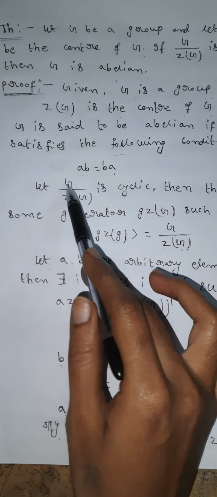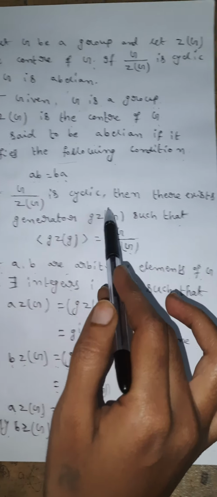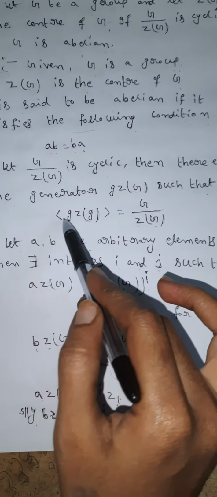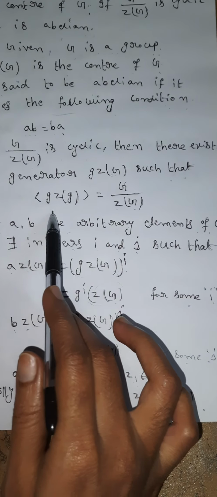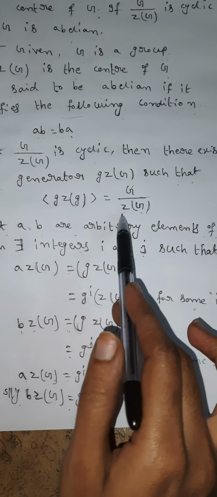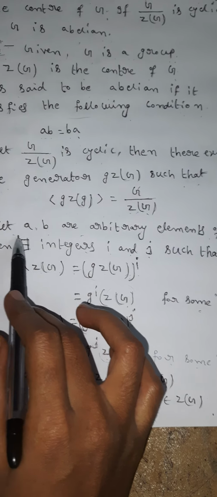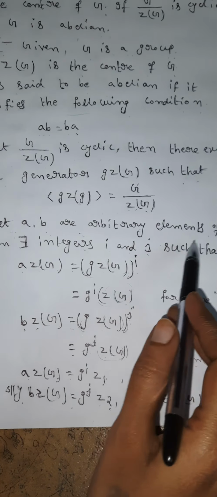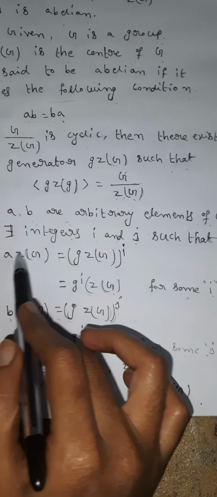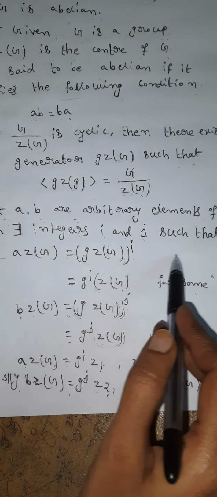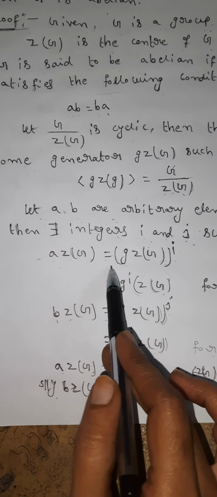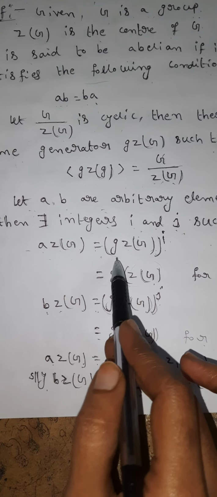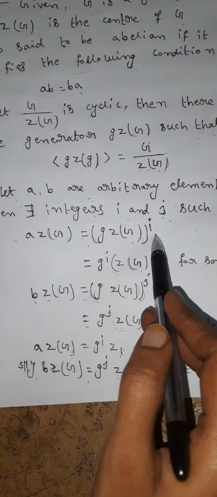ఓకేనా. సో లెట్ G/Z(G) is cyclic. There exists some generator gZ(G) such that generator of G/Z(G) is equal to gZ(G). Let a, b be arbitrary elements of G, then there exist integers i and j such that, i ఇంకా j తీసుకుంటున్నాం. సో ఇప్పుడు చూడండి, aZ(G) is equal to, so this can be written as (gZ(G)) to the power of i.